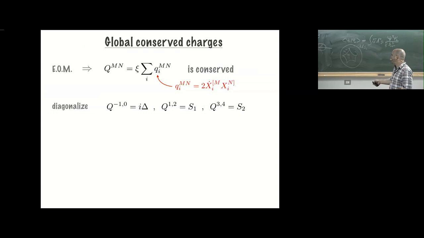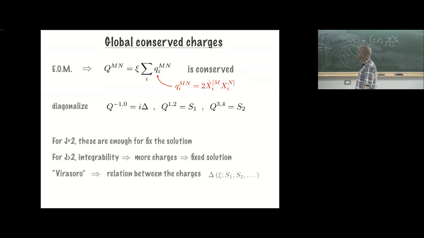Here are the charges. These are the local charges, the global one is just some of them, and we choose to diagonalize the maximal subset, which corresponds to dimensions and two spins. The way one solves this is that for j equal to 2, these quantum numbers are enough to fix the solution uniquely, and then when one imposes the Virasoro constraint, one can read the spectrum.